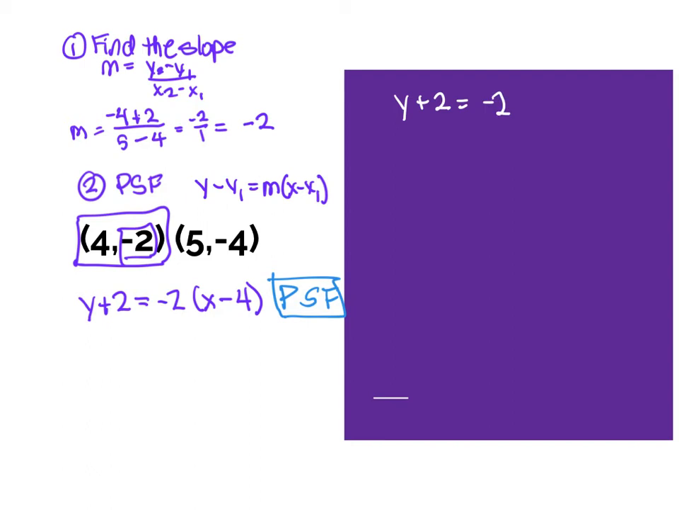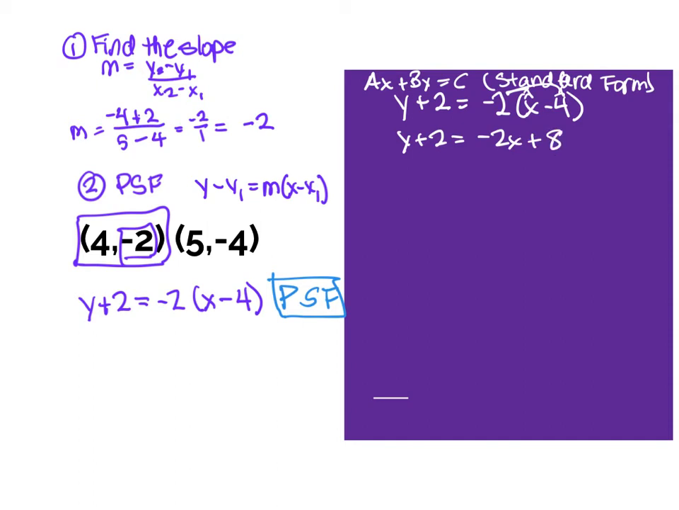So now if we just take this equation and manipulate it like we've been doing and write it in standard form, which if we remember standard form to be ax plus by equals c, this is standard form, we can easily find the x and y intercept. So our first step is to distribute. So we're going to have y plus 2 equals -2x plus 8.